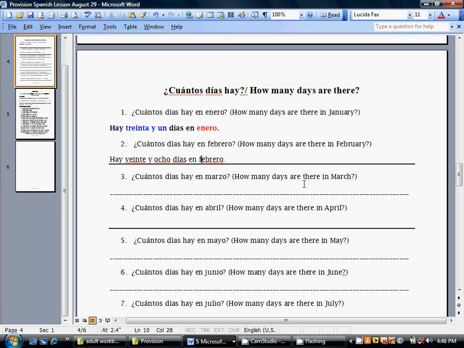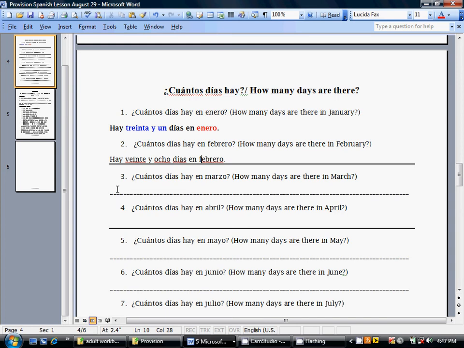Let me review numbers 1 and 2. Again, ¿cuántos días hay en enero? The answer is, hay 31 días en enero. Remember that even though uno is 1, when you use the word 1 before a noun, it becomes un, when it's used in 21, 31, etc. Number 2, ¿cuántos días hay en febrero? Hay 28 días en febrero. That is the answer for number 2.